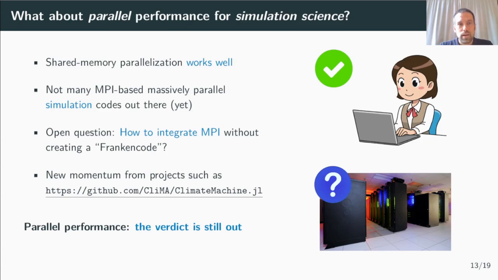Regarding parallel performance, so far we've mostly used shared memory parallelization, which works very well. There are not many MPI-based parallel simulation codes in Julia out there yet. It's still an open question for us how to integrate MPI without creating some sort of Franken code that doesn't look very Julian anymore. But there is some momentum from projects like the Climate Machine, who are already investing a lot of time in building a massively parallel MPI code. So in terms of parallel performance, I would say the verdict is still out.